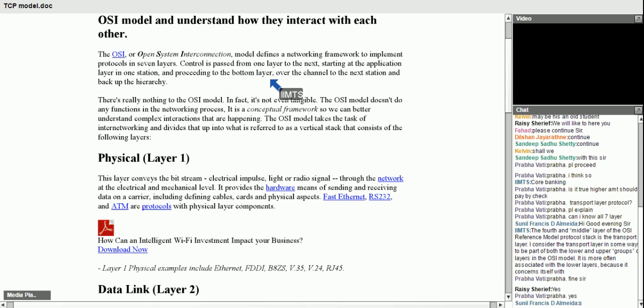The OSI model, which is the Open System Interconnection model, defines a networking framework to implement protocols in 7 layers. Control is passed from one layer to the next, starting at the application layer in one station and proceeding to the bottom layer, over the channel to the next station, and back up the hierarchy. Now, it is a conceptual framework so we can better understand the complex interactions that are happening. The OSI model takes the task of internetworking and divides it up into what is referred to as a vertical stack that consists of the following layers.